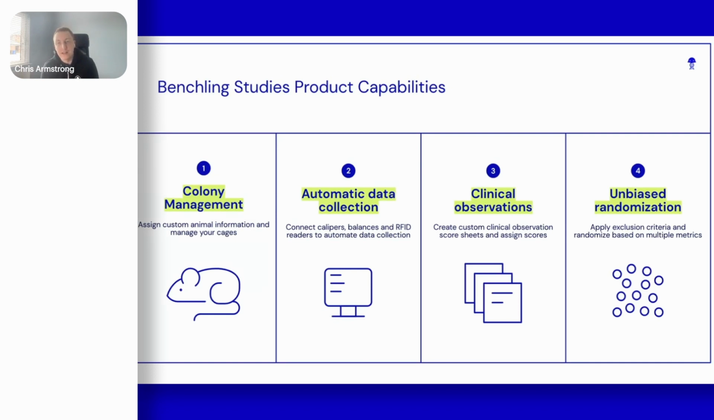Teams can also configure clinical observations with custom scoring systems in a push that we made to make it as easy as possible to track animal welfare and identify and resolve potential issues as early as possible. Finally, Studies leverages multi-parameter randomization, which eliminates unconscious bias and sets your study up to generate meaningful data for informing future direction with a high degree of confidence. Now, Warren will walk you through a demo of Benchling Studies and highlight these capabilities. Over to you, Warren.